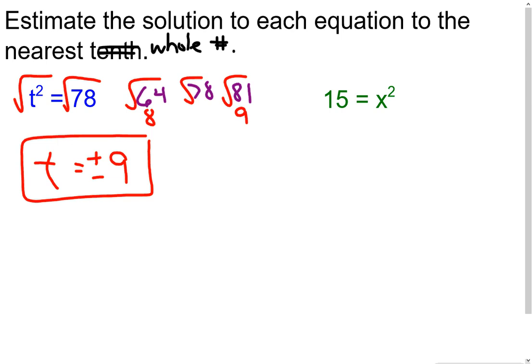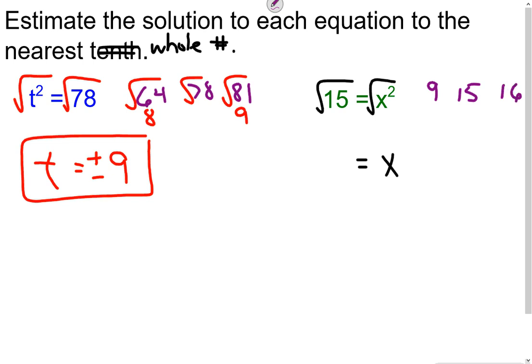Now let's come over here to 15 equals x squared. We're going to do the same thing. We're going to take the square root of both sides because that's going to get us to x on the right side, and now we have to figure out this square root of 15. So again, I'm going to do the same thing. For 15, the perfect square that's smaller than 15 would be 9, and the perfect square bigger than 15 would be 16.